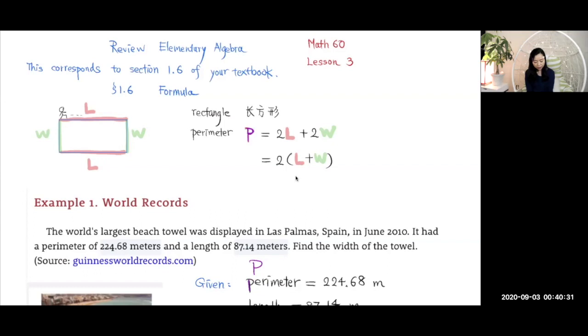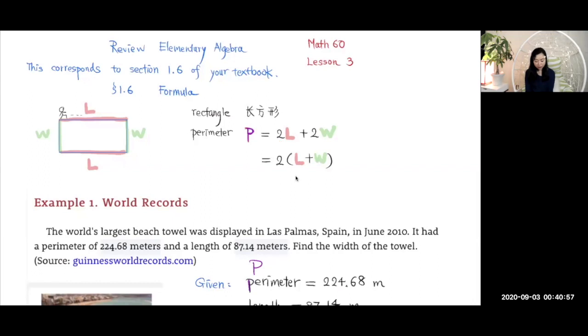is going to be 2L. So you have this L plus L, that's 2L, plus 2W. You have 1W here, 1W here, so that's 2W. And you sum them all up. You sum up all this, L plus W plus L plus W. So that's 2L plus 2W.